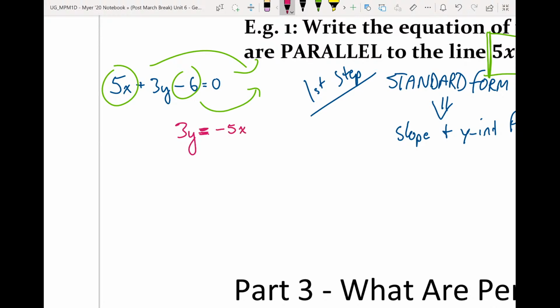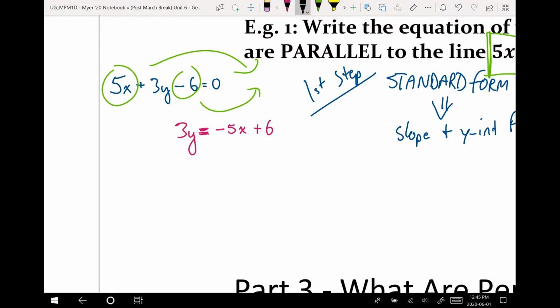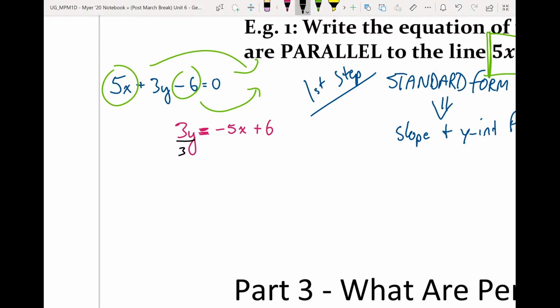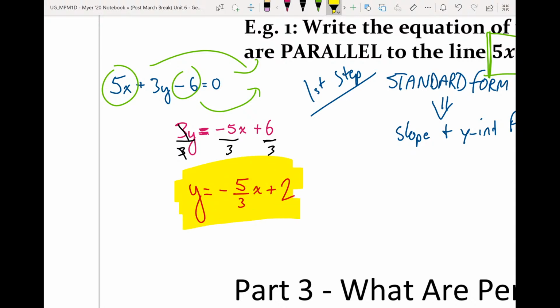negative 5x plus 6. Now, the next step again is I want it to get into just a y equals situation. So I will divide every term by 3. And that gets rid of the 3 on that side. So I am left with y equals negative 5 over 3 x plus 2, because 6 divided by 3 is 2. All right, so there is my equation.